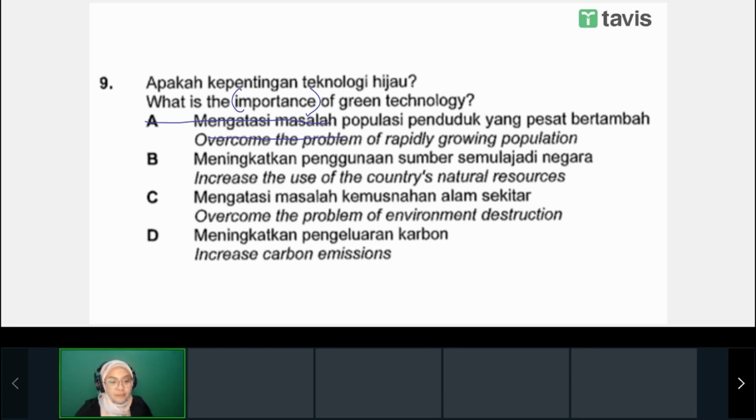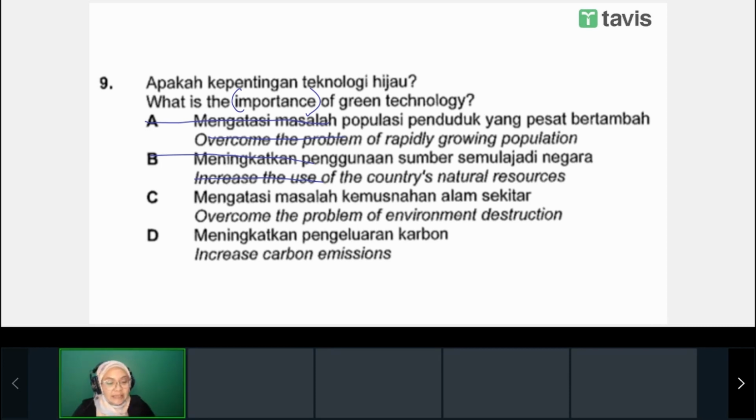How about B? B, increase the use of country's natural resource. No, we want to minimize the usage of the country's natural resources, right? So B is incorrect. C, overcome the problem of environment destruction. We don't want our environment to be destroyed by pollution, by the release of greenhouse gases. Yeah, it can be right.